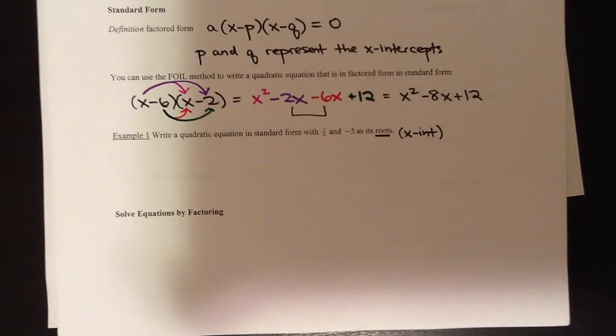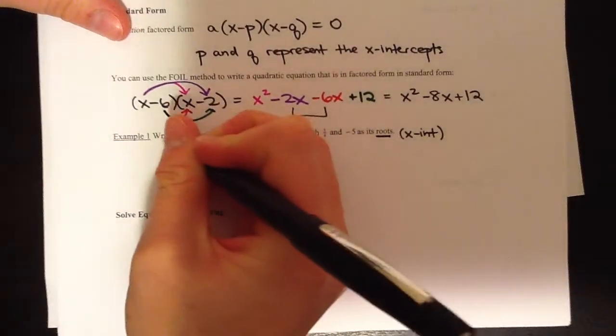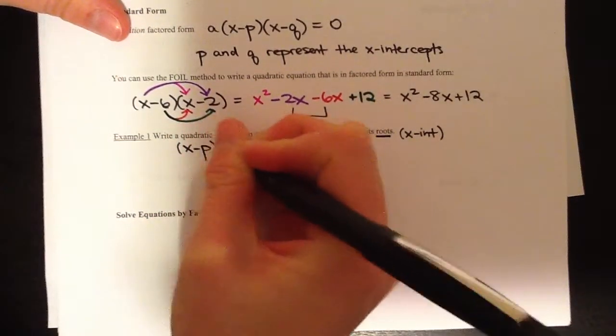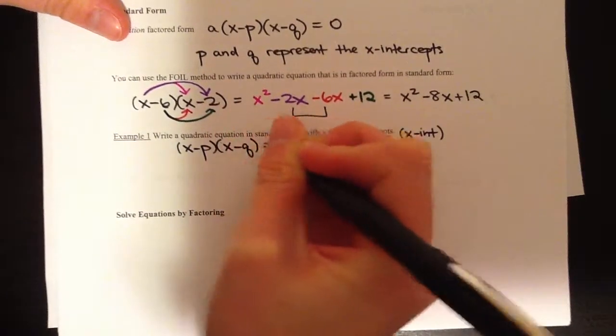So they give us their roots. So we are going to just plug these two together, set up our standard form. The way that the pattern works is it's x minus p, x minus q equals 0.